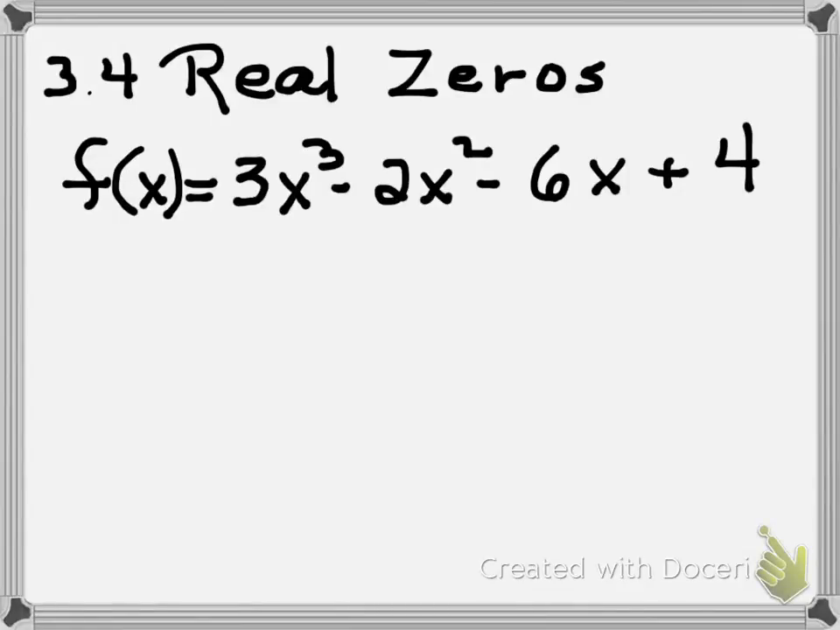Okay, in this problem, the degree of the polynomial is 3. So we will have, or can have, up to 3 roots. Now, maybe some of them repeat. So we want to take a look at what are some possible rational roots.